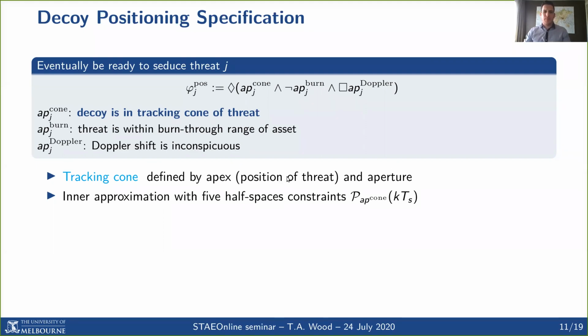And so this is a nonlinear set, but we then make an inner approximation with 5 half spaces. So I'll have an illustration of this later on. So we have this cone that is this quadratic or round object, and we approximate it with a bunch of half spaces. We take an inner approximation so that if the atomic proposition is true, then we definitely have that the decoy is in the cone.